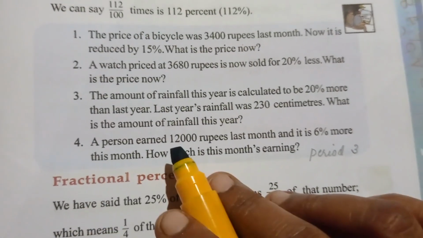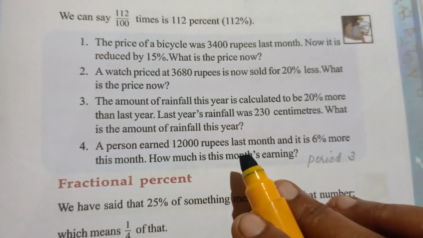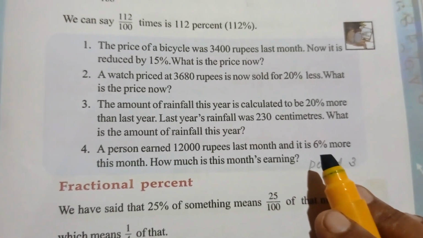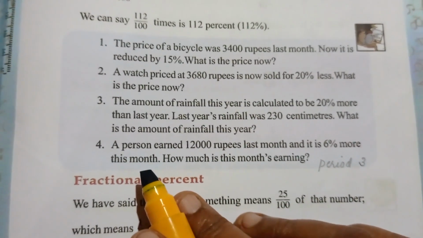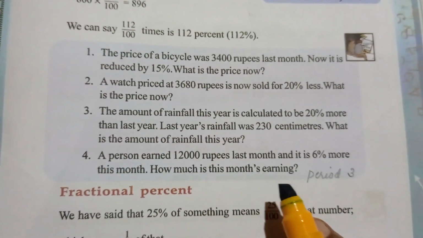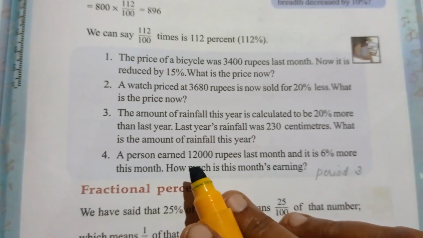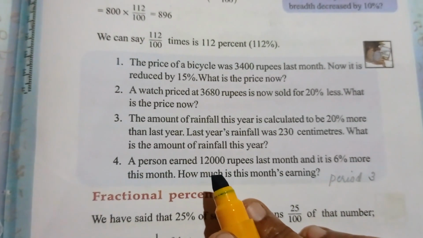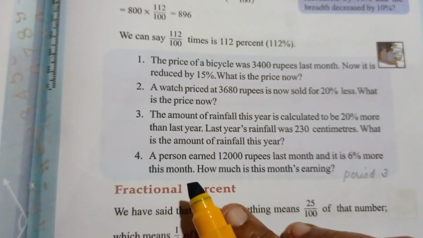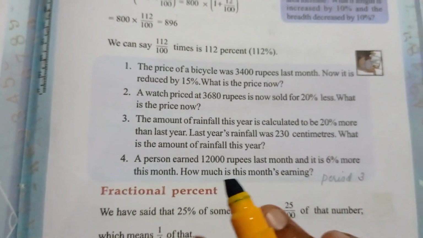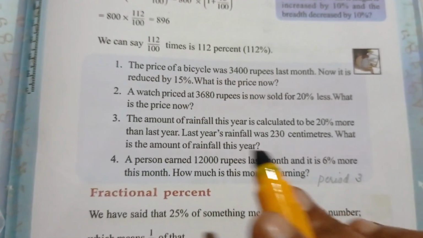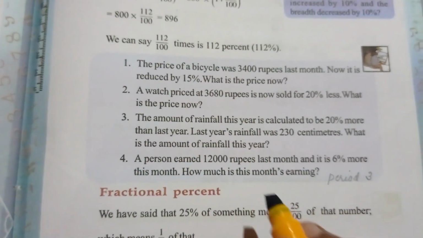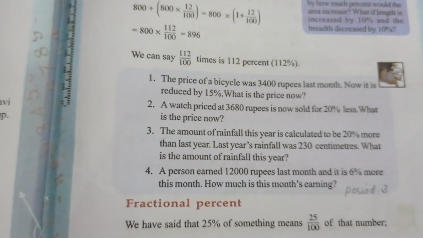Fourth question. A person earned 12,000 rupees last month and it is 6% more this month. How much is this month's earnings? Here the earnings in the last month is 12,000 rupees. It is 6% more this month. In this month the earnings is 6% more than the last month. Then how much is this month's earning?